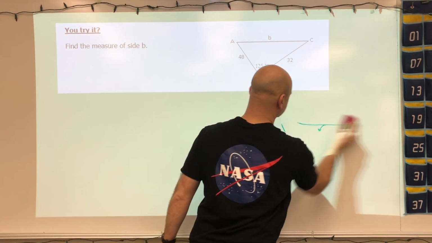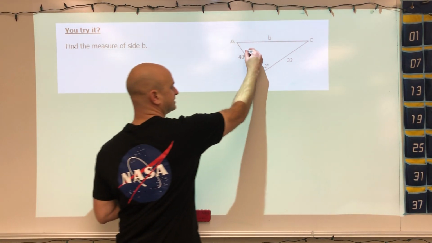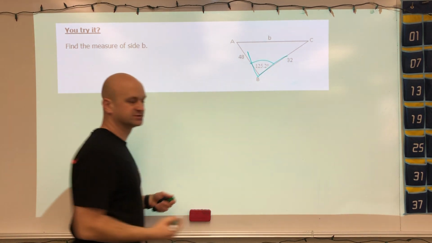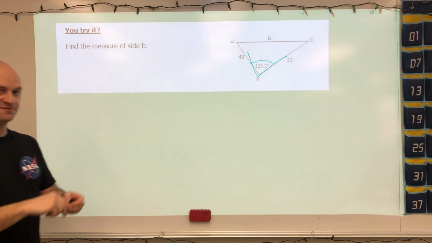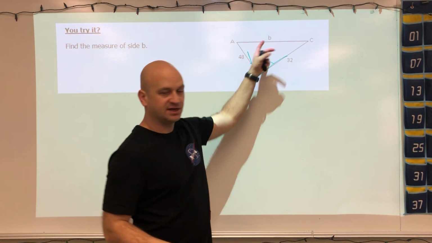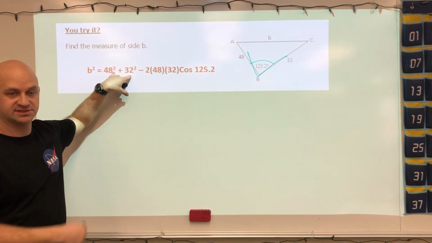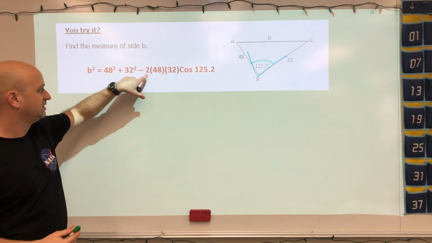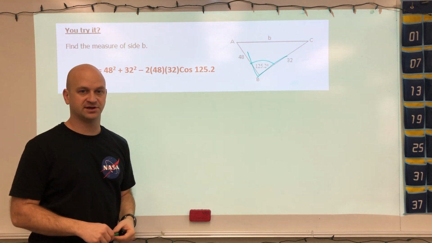Now this one isn't really a story problem, it's just a setup. One of the criteria again is we have side, angle, side. So in this case, we're going to find B. In our formula, the side opposite the angle is going to be by itself in the equation. The other two side lengths that are given go here, minus 2 times those two side lengths and then cosine of the angle.